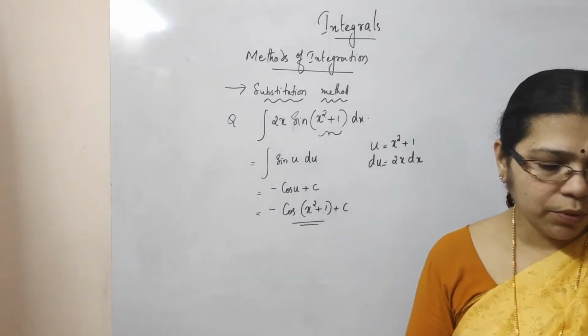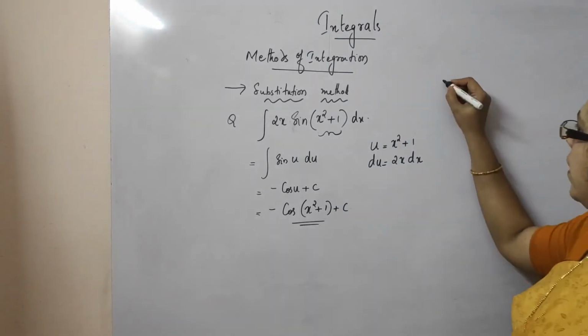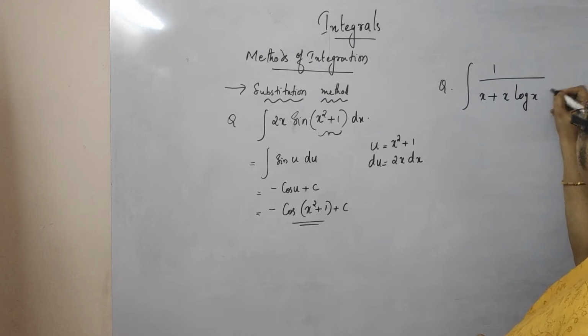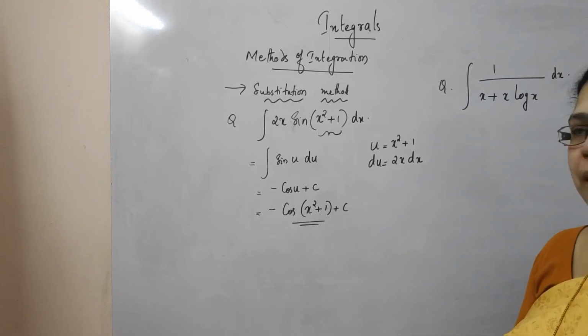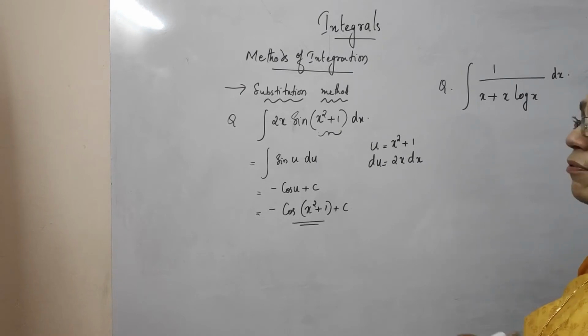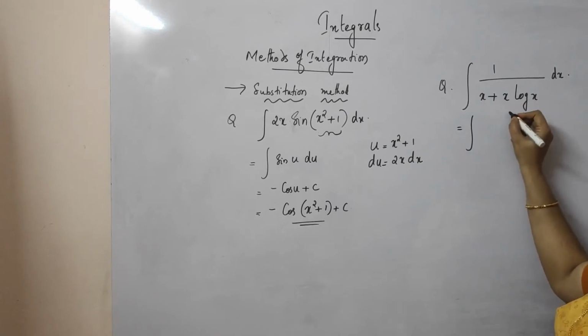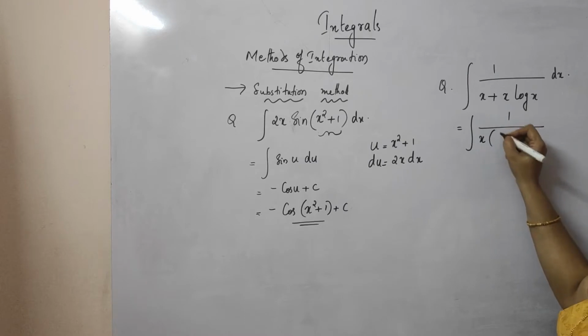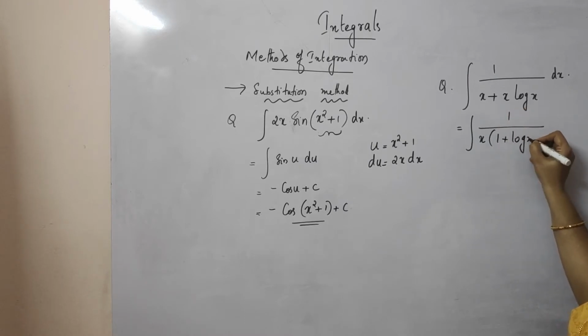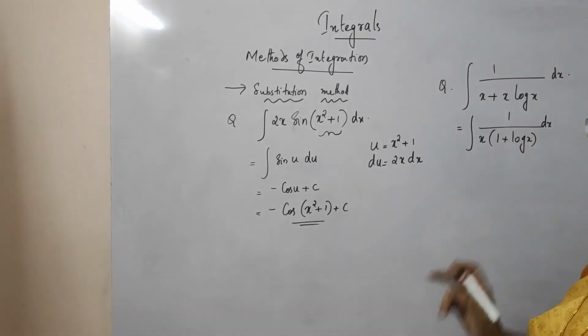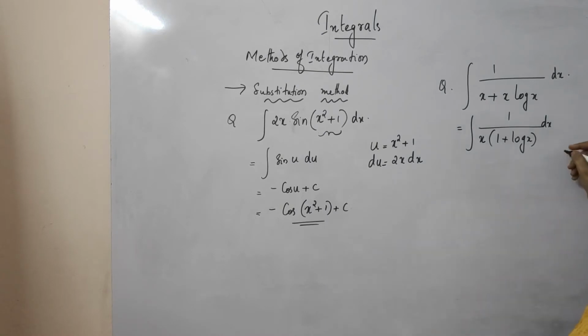So this is called the substitution method. I shall give you one more question of a similar kind: the integral of 1 by x plus x log x into dx. Looking at the question as such, you may not feel there is a function whose derivative is given. I can take x common outside, so it becomes 1 by x into 1 plus log x. Now do you find any function whose derivative is also there? Yes, if I take u is equal to 1 plus log x, what is the derivative? du is equal to 1 by x dx, isn't it?